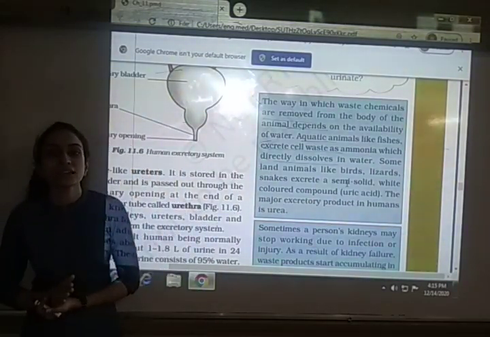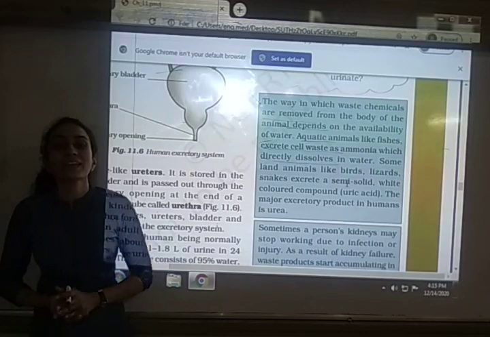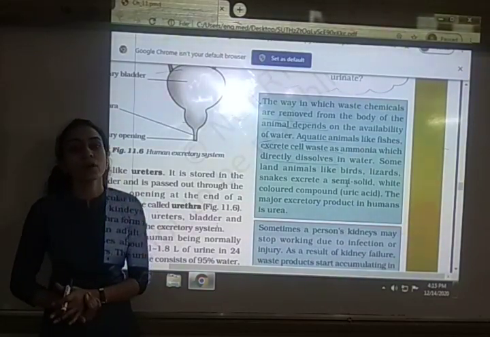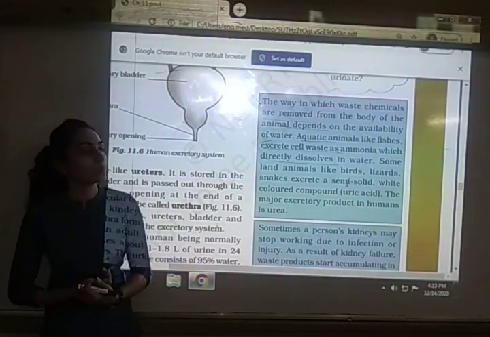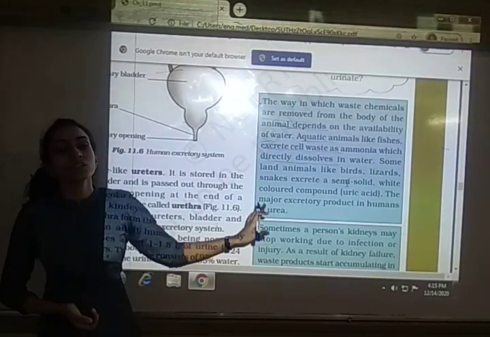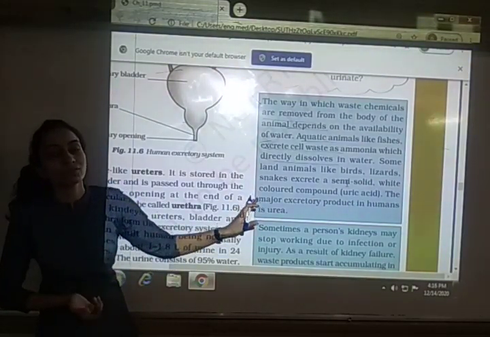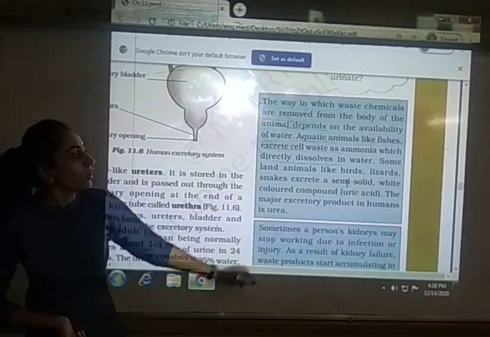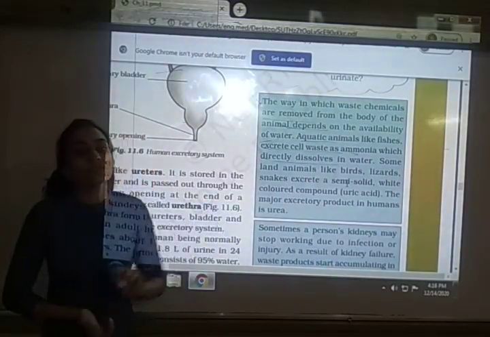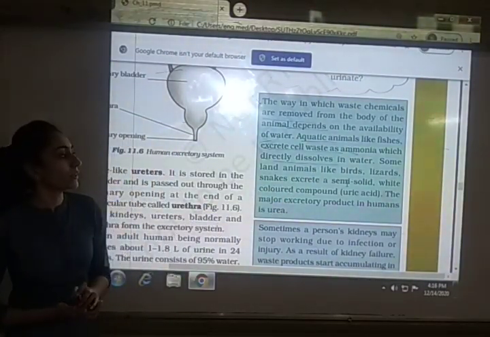For aquatic animals, the amount of water around them in their surroundings is greater. So that's why they remove the waste in the form of liquid, or you can say in the form of ammonia which is dissolved in the water.